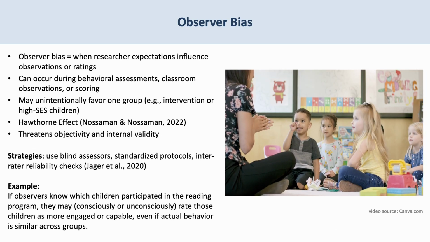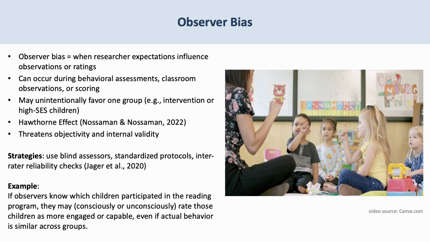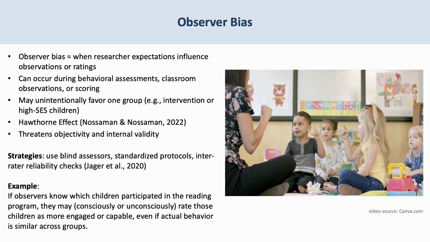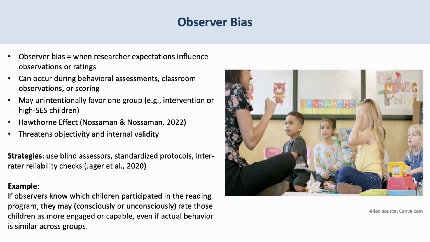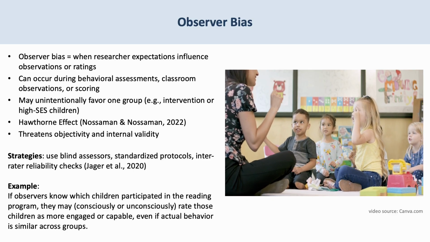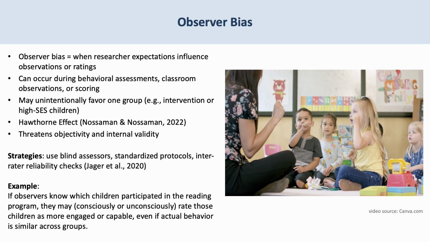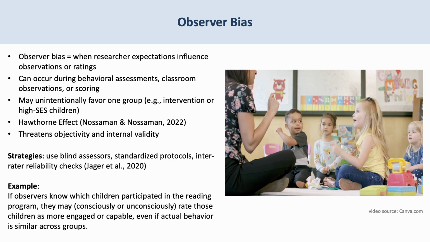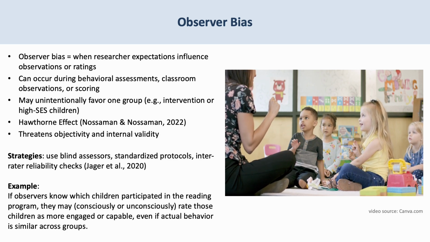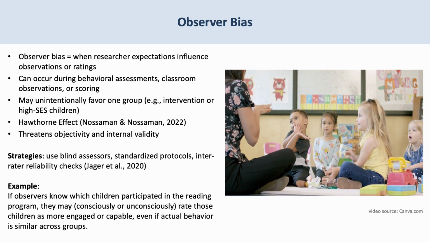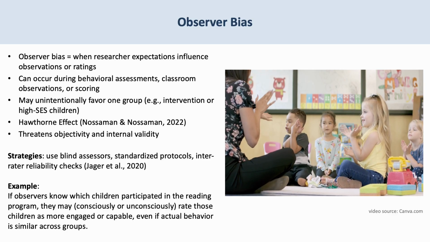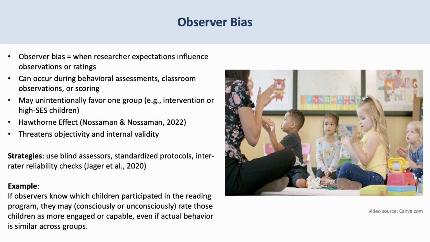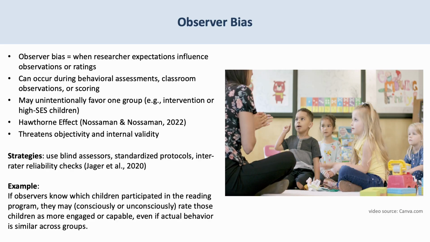Now, let's talk about observer bias, which can be especially relevant when researchers or educators are responsible for rating or observing participants. Observer bias can occur when the person collecting the data is influenced by their own expectations or assumptions. In our study, this could happen if assessors know which children participated in the reading program and expect those children to perform better. Even unintentionally, they might rate those children as more focused, more verbal, or more engaged, regardless of what the child is actually doing.